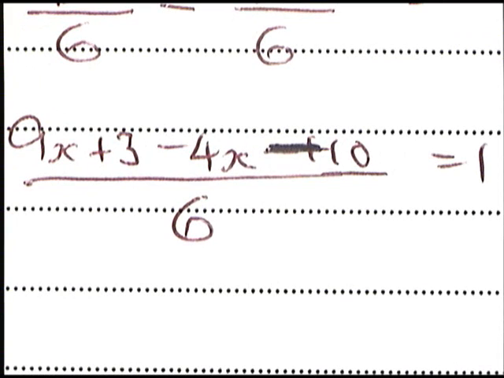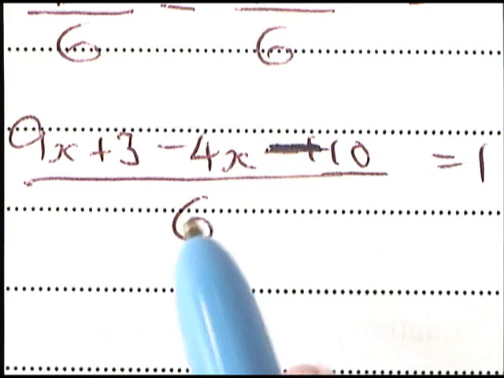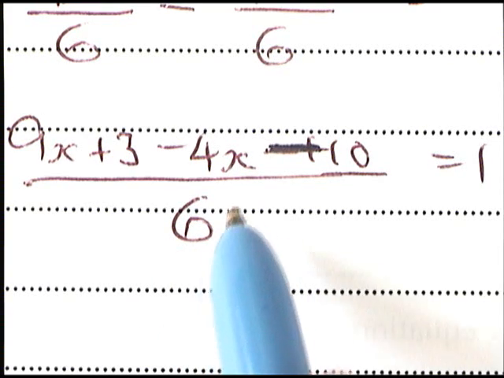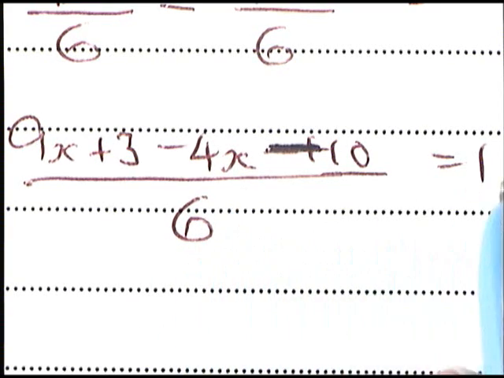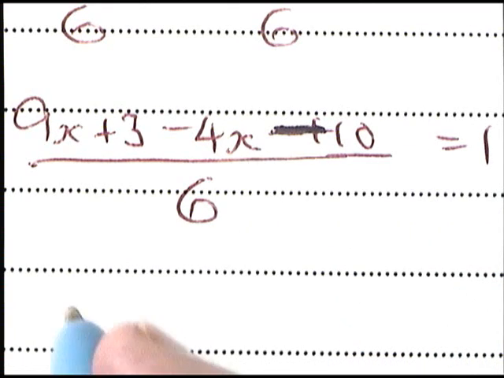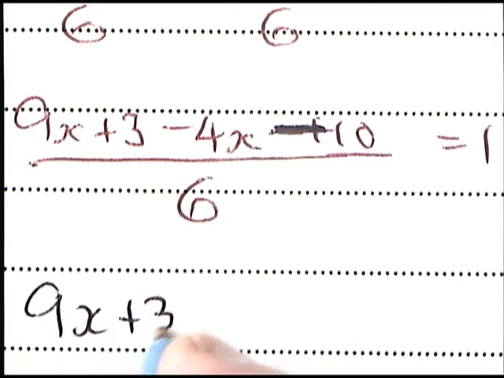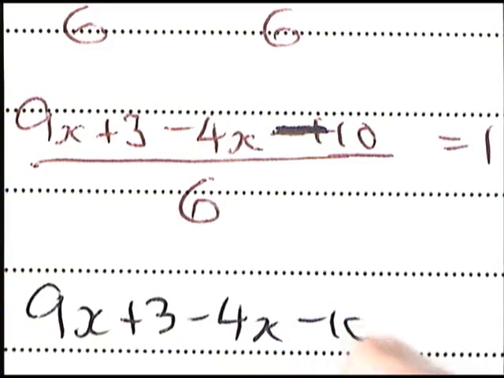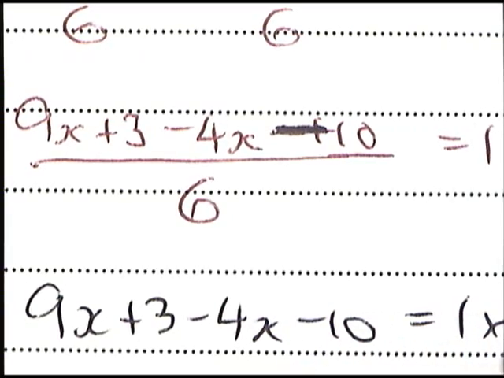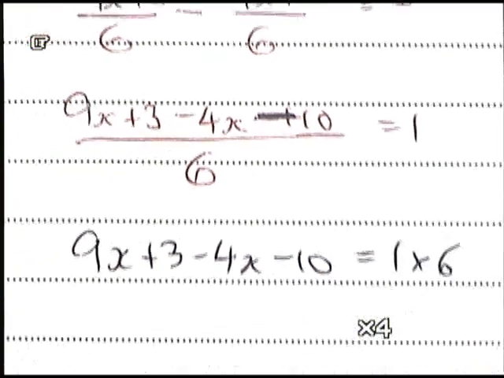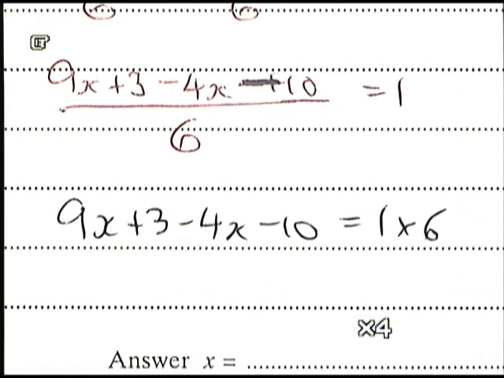Now, I've still got a fraction here. Fractions aren't good. I need to change it out of a fraction. I can do that by getting rid of the 6. Now you can't just get rid of it. If it's dividing on this side, on the other side, you can multiply by it. So I've got my 9x plus 3 minus 4x minus 10 equals 1 times my 6. I've moved the 6 to the other side where I've multiplied.